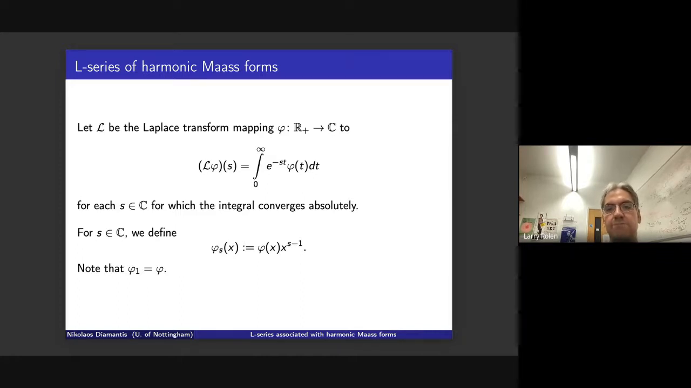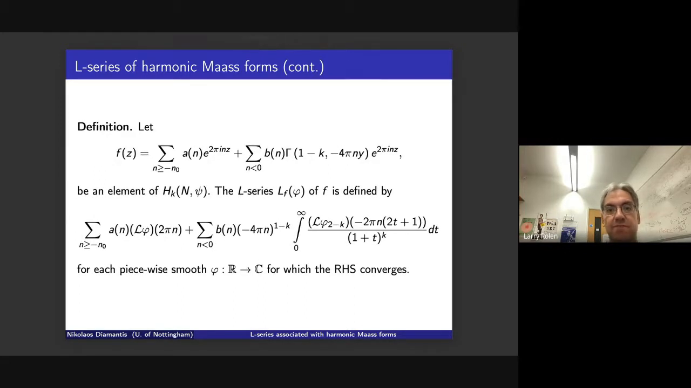The second piece of notation we will be using is, in some sense, a remnant of the Mellin transform approach, which we have by now replaced by the Laplace transform. We write phi sub S of x to be phi of x, this general, potentially compactly supported test function, times x to the s minus 1. And this collapses to phi itself when we set s equal to 1. So this is notation. Now, the definition, in its simplest form, we look at the harmonic mass forms.